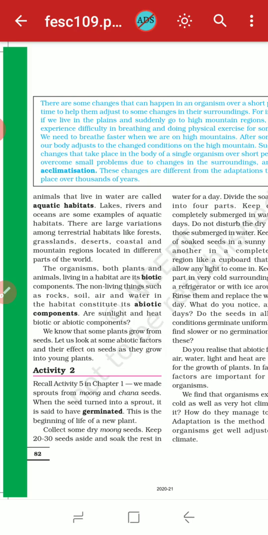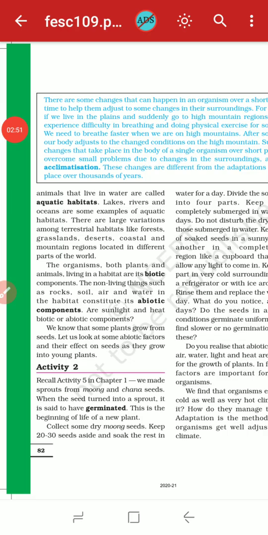Now activity 2. Recall activity number 5 in chapter number 1, where we made sprouts from moong and chana seeds. When the seeds turn into sprouts, they are said to have germinated. This is the beginning of the life of a new plant. That means sprouting is the beginning of life of a new plant.